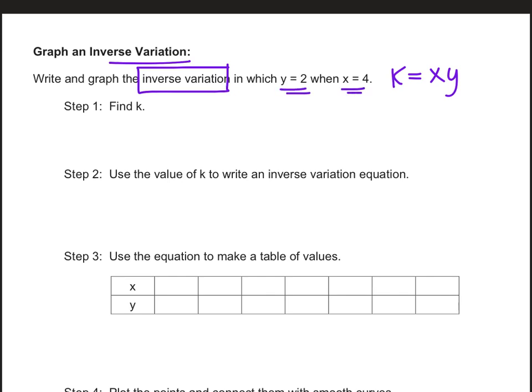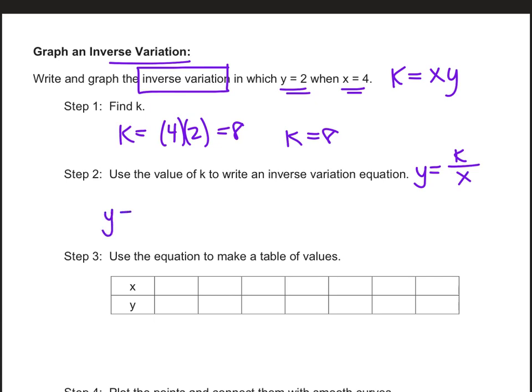So first step is we have to find that k value. So k is going to be equal to the x value times the y value. So we have our constant of variation is 8. Step 2, use that value to write an inverse variation equation. So remember, our inverse variation equation will always have the form y equals k divided by x. So y equals, we just figured out that k is 8, divided by x.